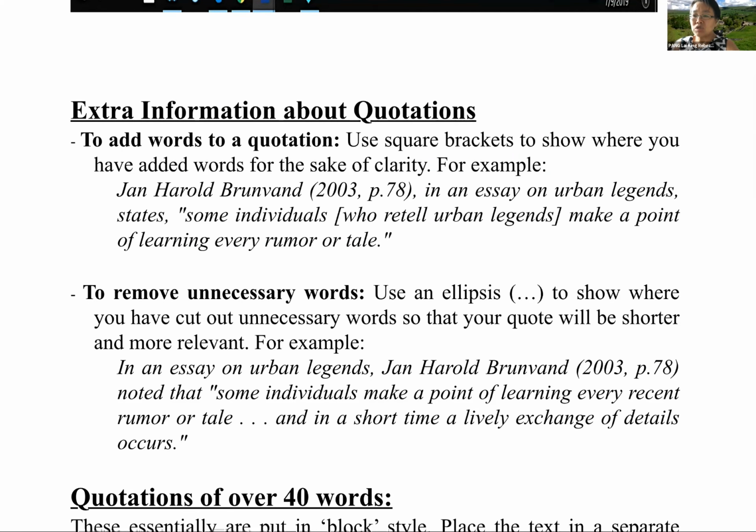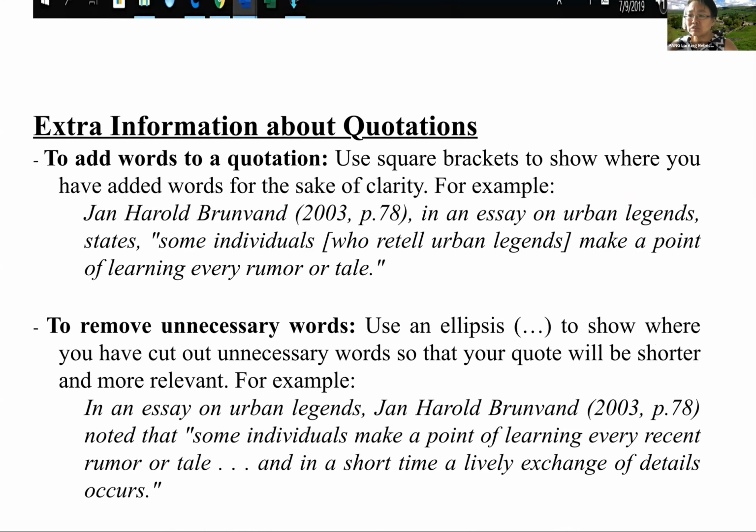Now, sometimes when you use a quotation, because you read the whole article, it makes sense to you, all right, the meaning of the quotation. But for the reader, if you just pick out one sentence, sometimes it's quite unclear. So take, for example, this one, and the writer used, some individuals make a point of learning every rumor or tale. Now, some individuals could be clear to you, but for me, I don't understand. You suddenly take out the quotation, say some individuals, but which individuals, who are they?